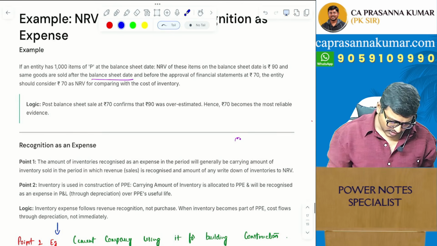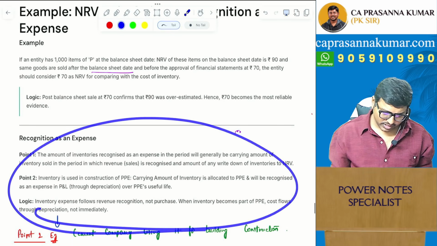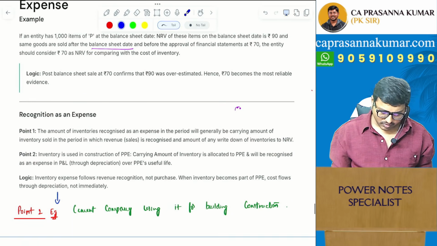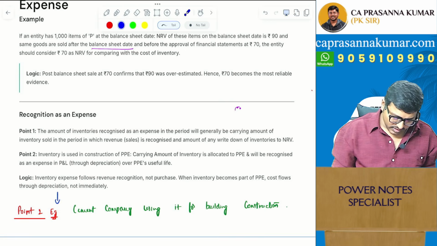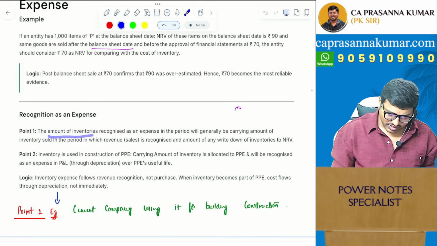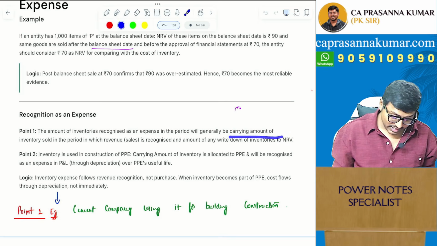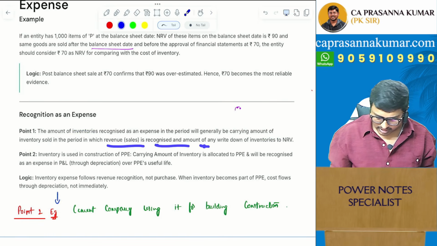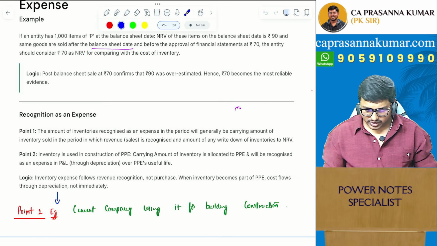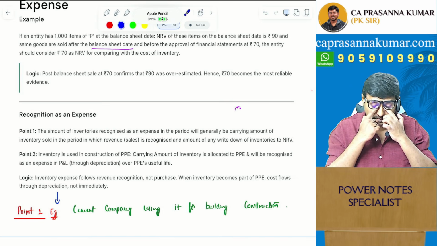Okay. Here, there are 3 important points. Let's try to understand this. First point: the amount of inventories recognized as an expense in the period will generally be the carrying amount of inventory sold in the period in which revenue is recognized, and the amount of any write down of inventories to NRV. So, what do you mean by this?